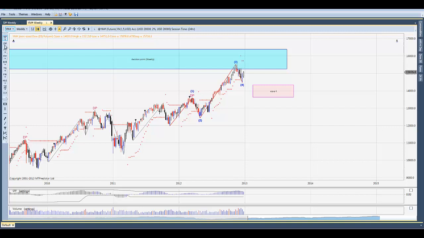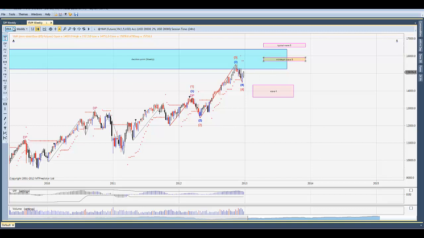I'm just going to project up wave 5 here and get that level on the chart. Okay, so it looks like that's going to come in just below 16,000. 16,000 is a nice round number in the Dow as well. And so we'll see how this unfolds.